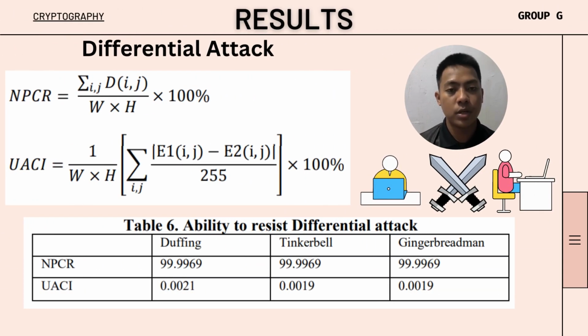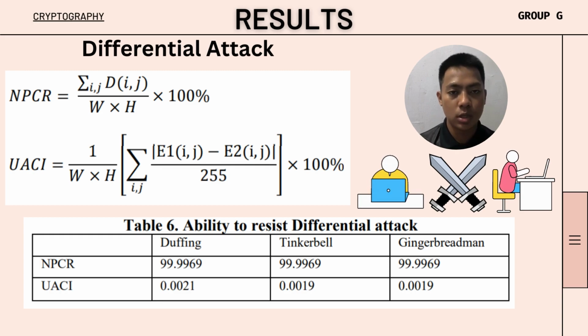Then for the differential attack, NPCR and UACI are the two criteria that examine the effect of changing just one pixel in the original image. The number of pixels change rate, NPCR, is the pixel change rate of the encrypted image when changing a pixel in the original image, and the unified average changing intensity, UACI, is the mean of this change, where E1 and E2 denote two encrypted images respectively.